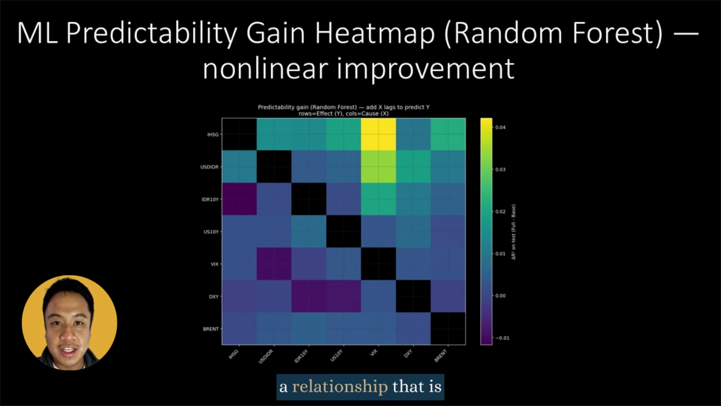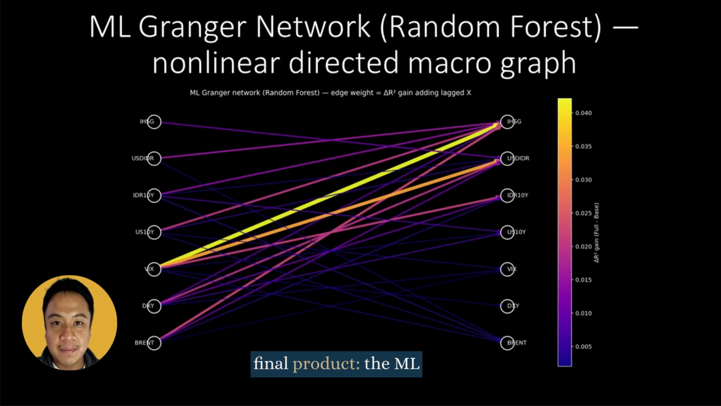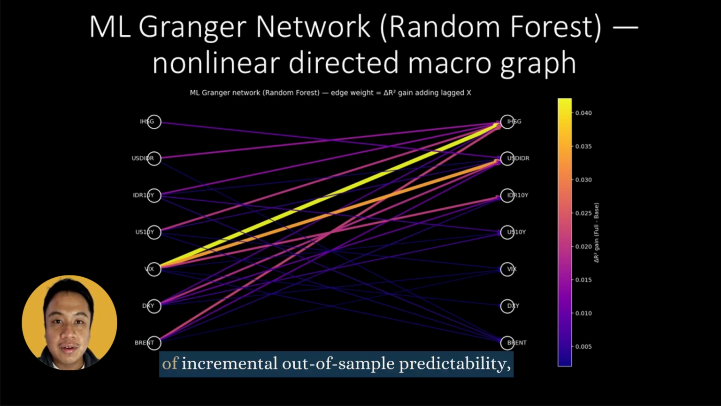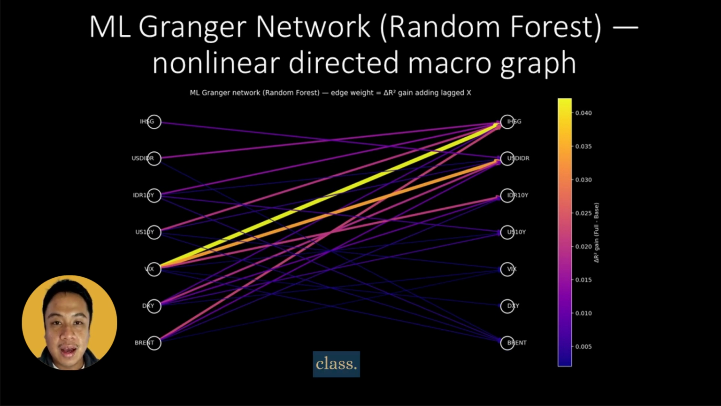So if you see a relationship that is weak in the linear map, but strong here, it suggests the predictive link is nonlinear or regime dependent. This is why I like this step. It tells me not only what predicts what, but also whether the link is likely linear or conditional. And here's the final product, the ML Granger network. It's a directed graph of incremental out-of-sample predictability in a nonlinear model class.